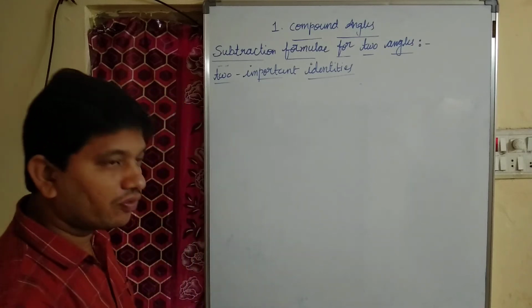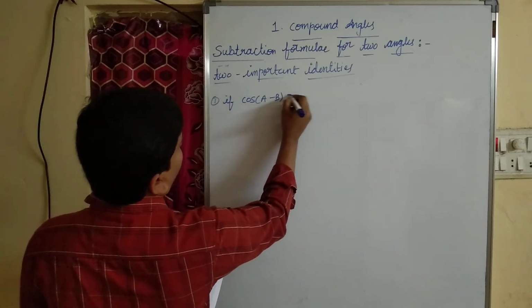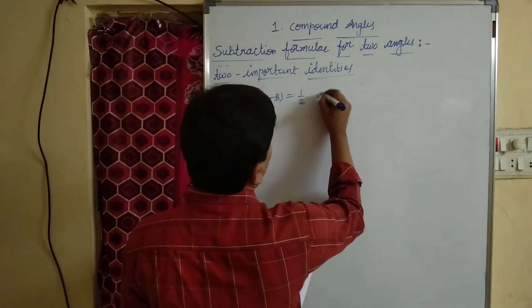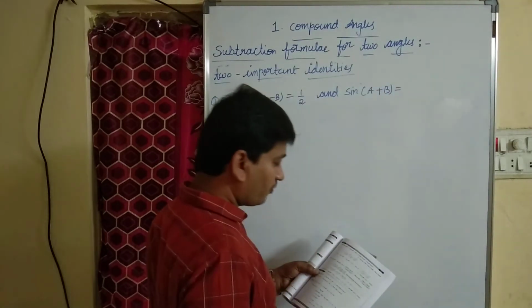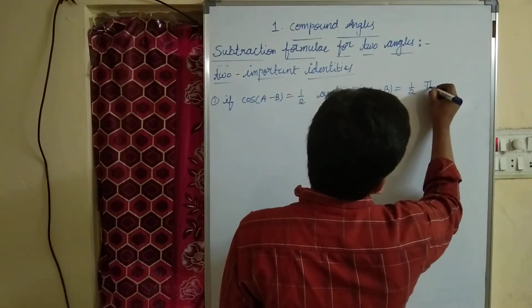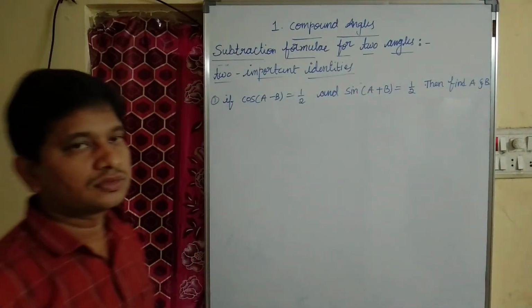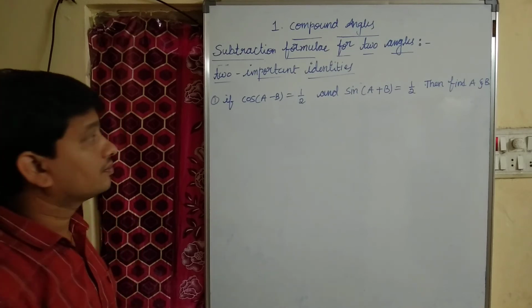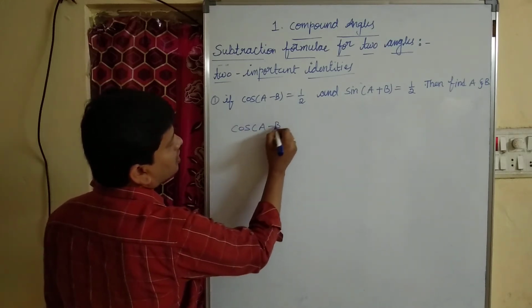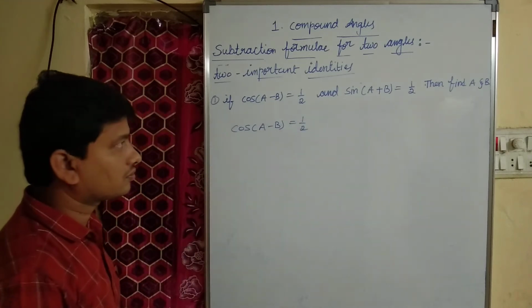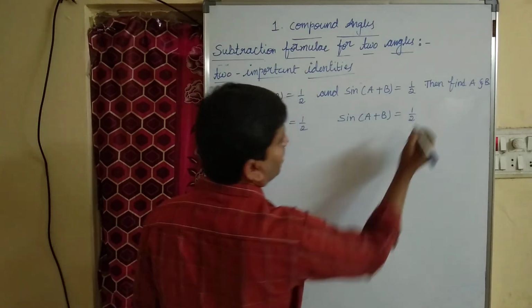If cos of A minus B equal to 1 by 2 and sin of A plus B equal to 1 by 2, then find A and B. So this type of problems are very important. Given cos of A minus B value is 1 by 2 and sin of A plus B value is 1 by 2.